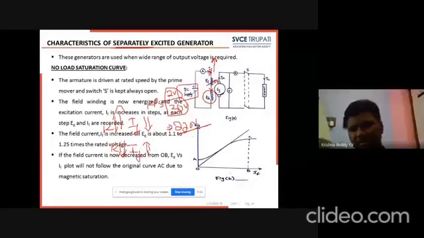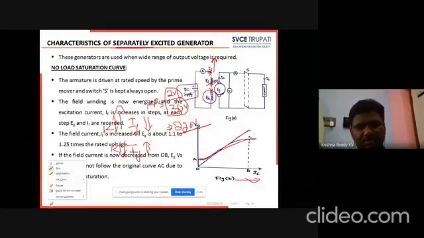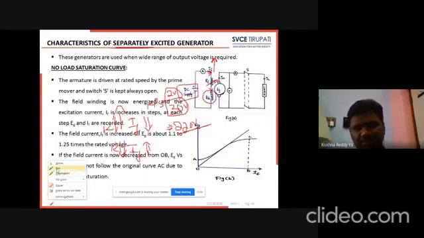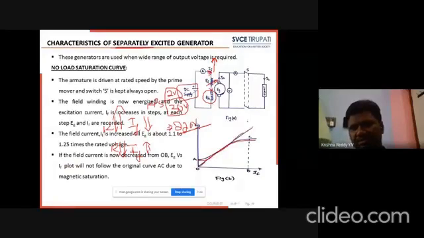As the field current increases, the generated voltage in the DC generator increases up to its rated value. We already discussed how the EMF builds up in the case of separately and self-excited generators. In both cases, the procedure is the same. The voltage builds up to its rated voltage, 220 volts. When you take the slope of this characteristic, it represents the field winding resistance.